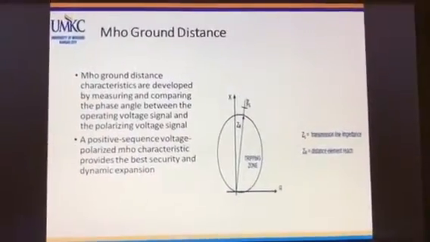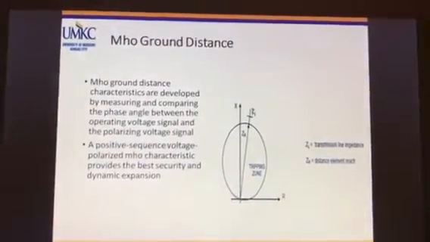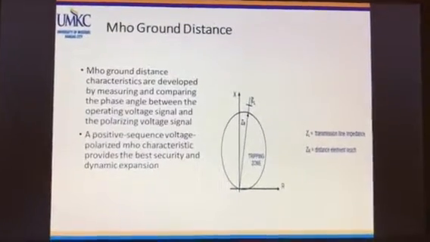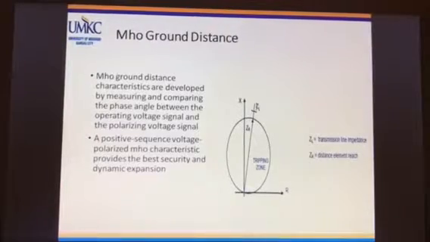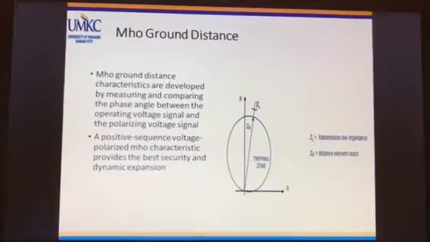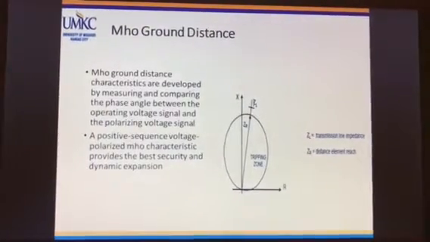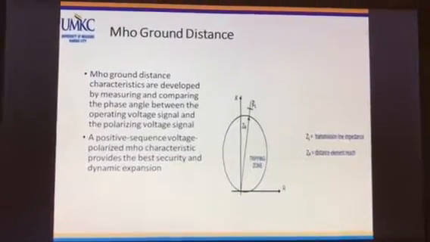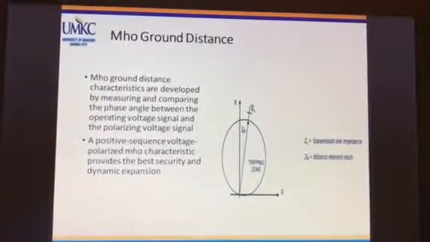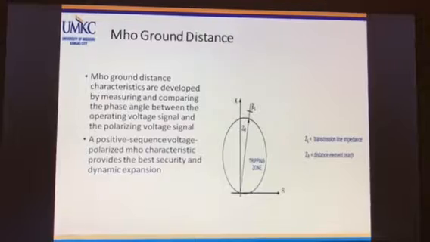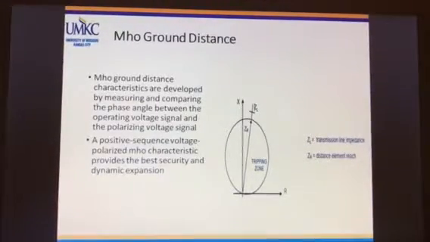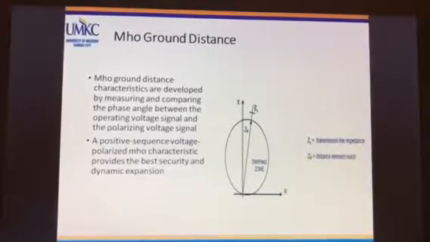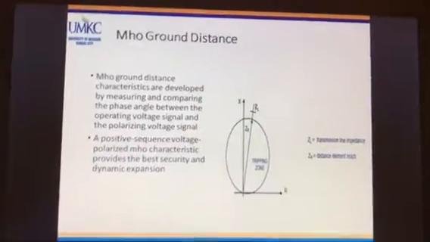Next comes the Mho ground distance. Here you can see in the diagram that ZL represents the transmission line impedance and ZR represents the distance element reach. The Mho element characteristics are developed by measuring and comparing the phase angle between the operating voltage signal and the polarizing voltage signal. The positive sequence voltage polarized Mho characteristics provide the best security and dynamic expansion.